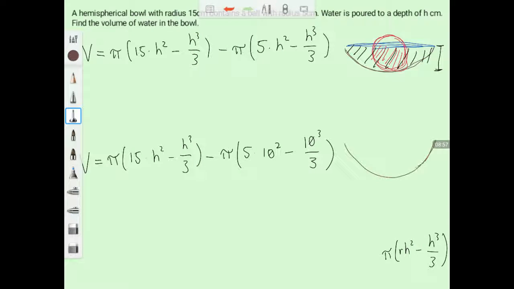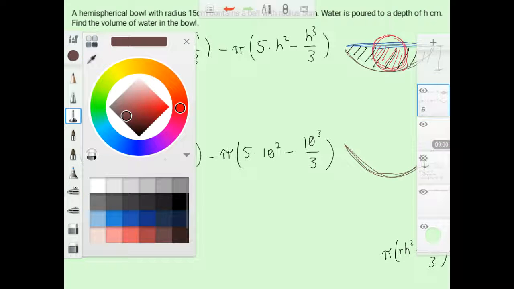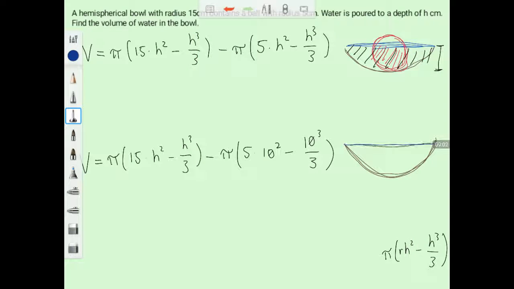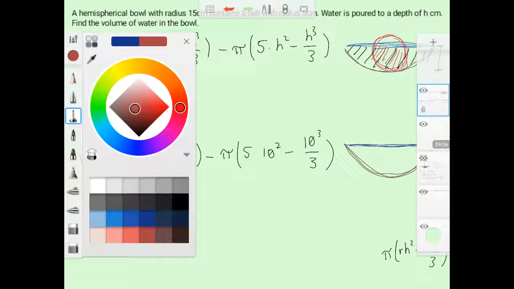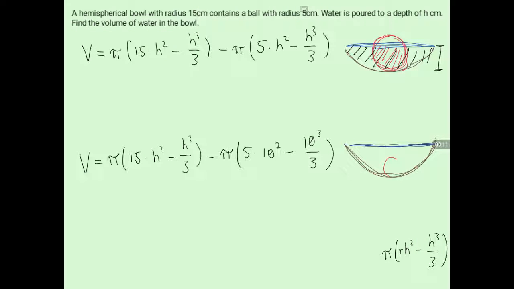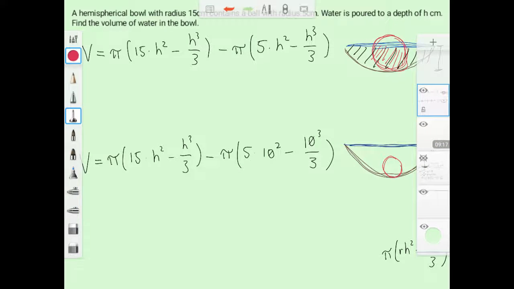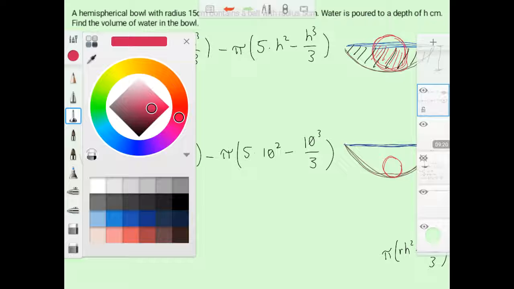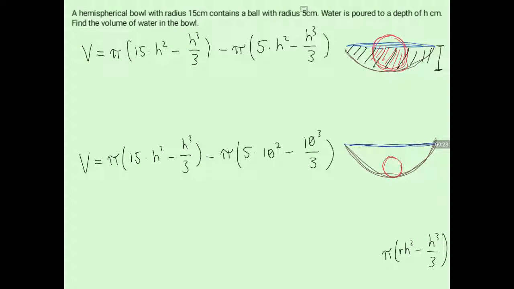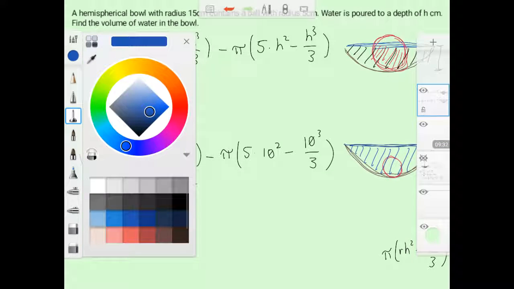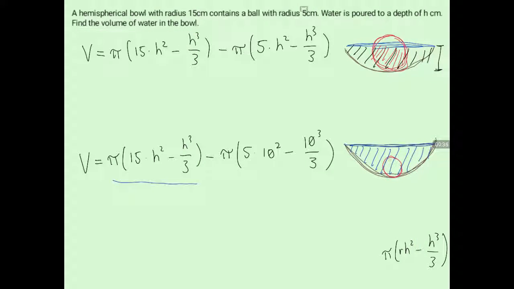So I'm just going to draw this bowl over here again. It's going to be a little bigger this time, just to emphasize that the ball is submerged. We'll use the same color. If this ball is submerged here, then the volume of water in the bowl is going to be, let's use blue this time for water. So this is the volume of water in the bowl. This is the first term. And the second term is going to be the volume of water displaced by the ball. So that is the second term.